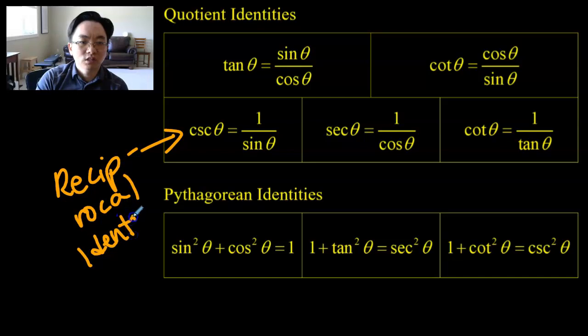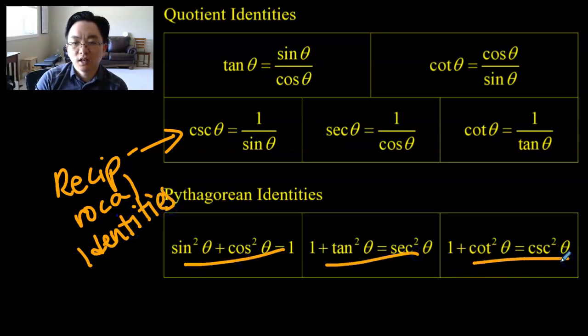Okay, hopefully you can read this. And then down below, where there are squared terms, we've got our 3 Pythagorean identities. Okay, and that is your brief introduction to the basic identities.